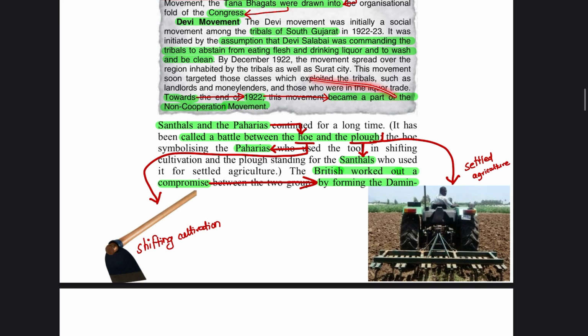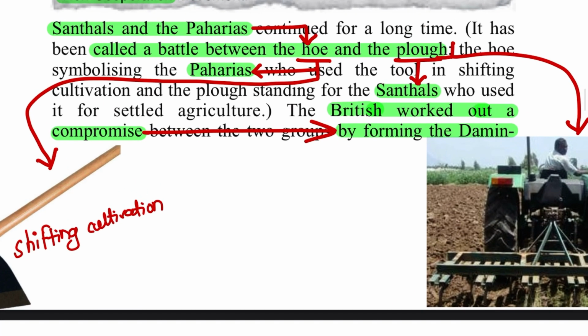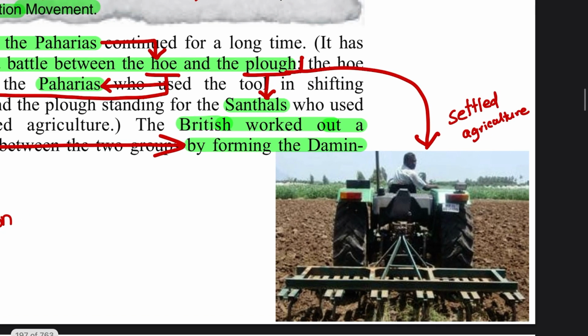I'll also show you a very interesting story. This is a story that has been narrated here. It is about the two groups that were at war, and they were given some names. For instance, Pahariyas was the name of a group, and another group, I think it was Santals.